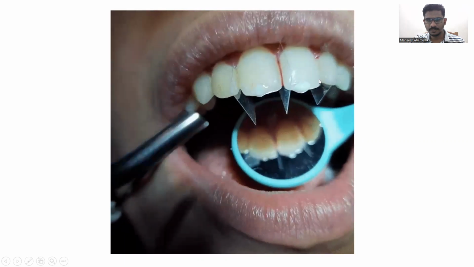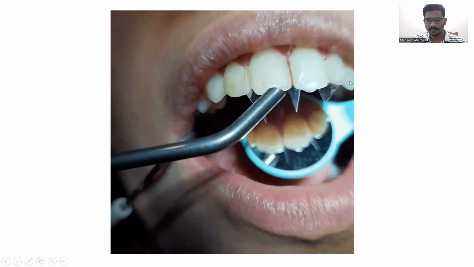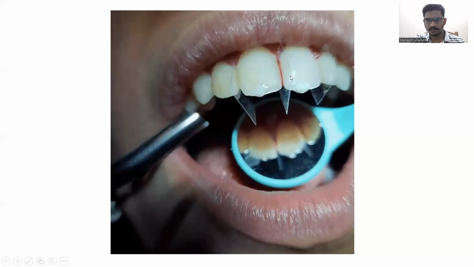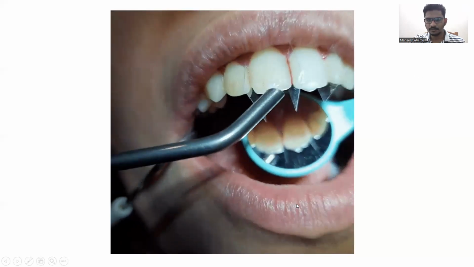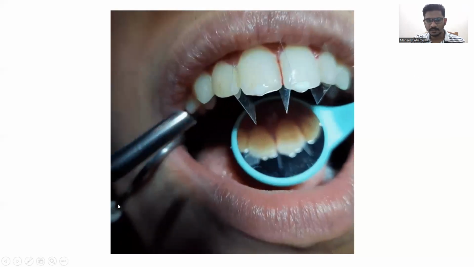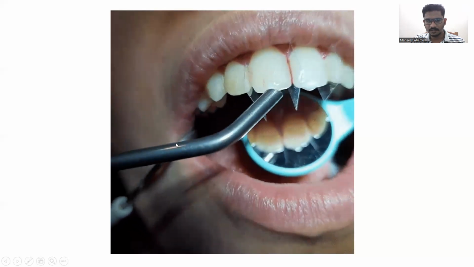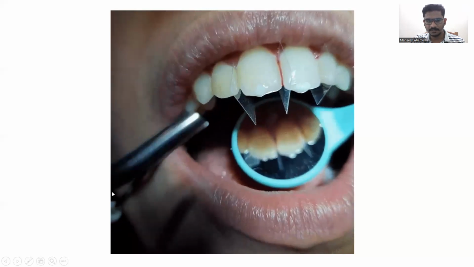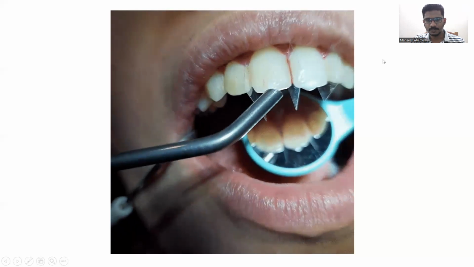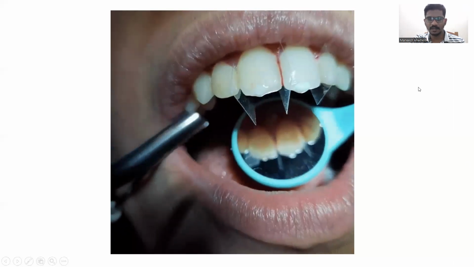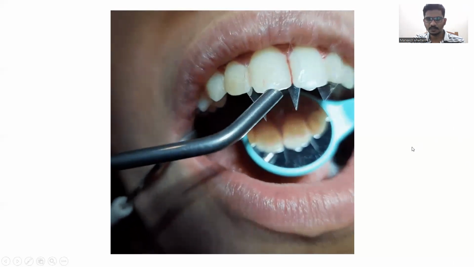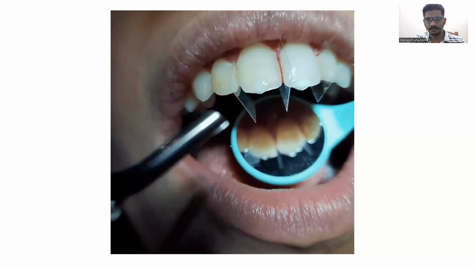Ideally, each tooth should be separated by using mylar strips so that current won't pass through each tooth and produce false responses. And as you can see in this picture, in this video, you can see a clip which is attached to the corner of mouth, which completes the circuit in the oral cavity. So this is how electric pulp testing is done on the patient.